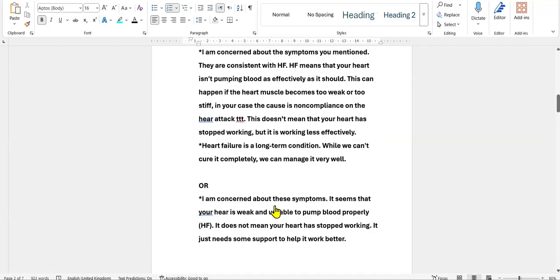I am concerned about the symptoms that you have. It seems that your heart is weak and unable to pump blood properly. It doesn't mean your heart has stopped working. It just needs some support to help it work better. Okay, so this or this is okay. There is a way that doctors are trying to use.